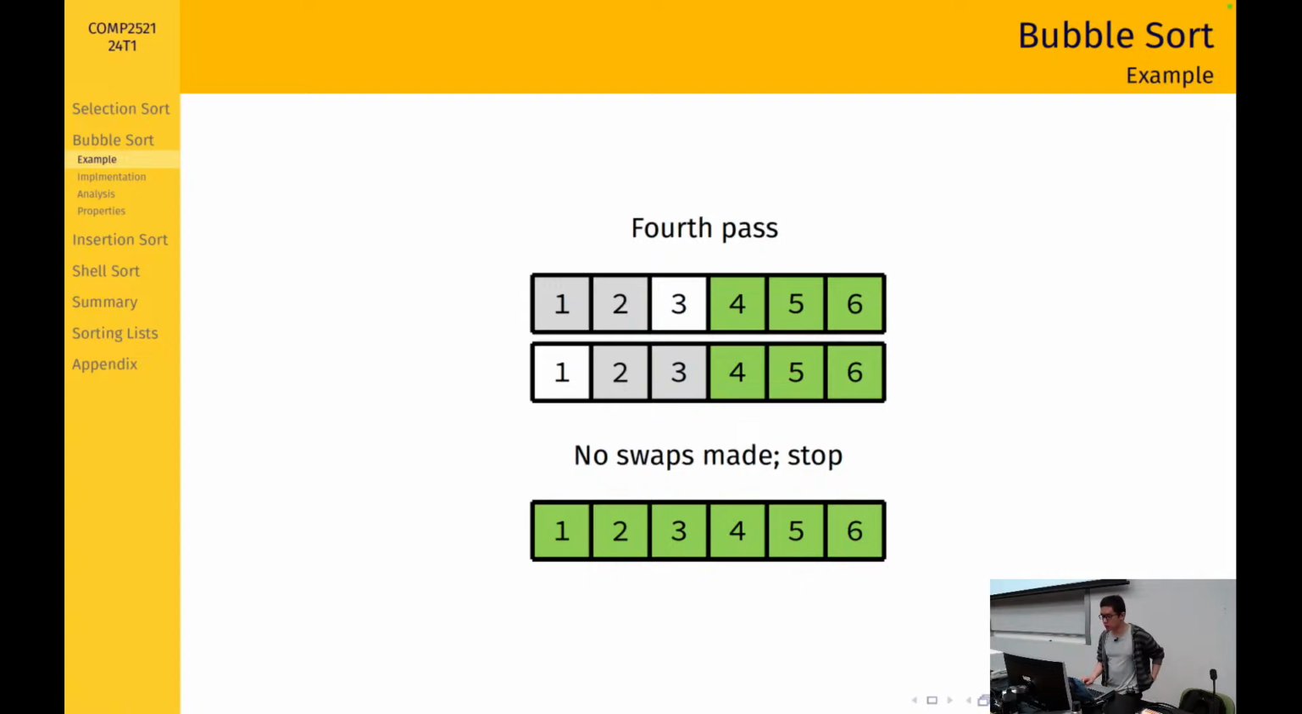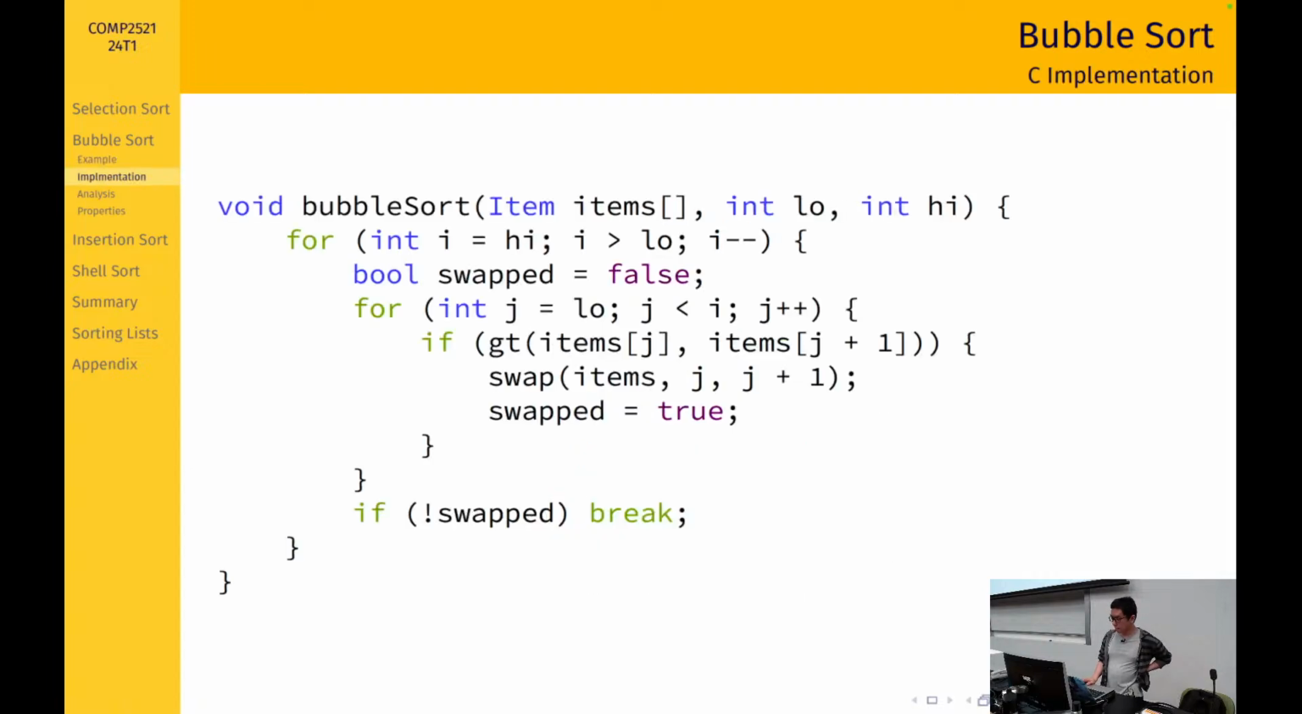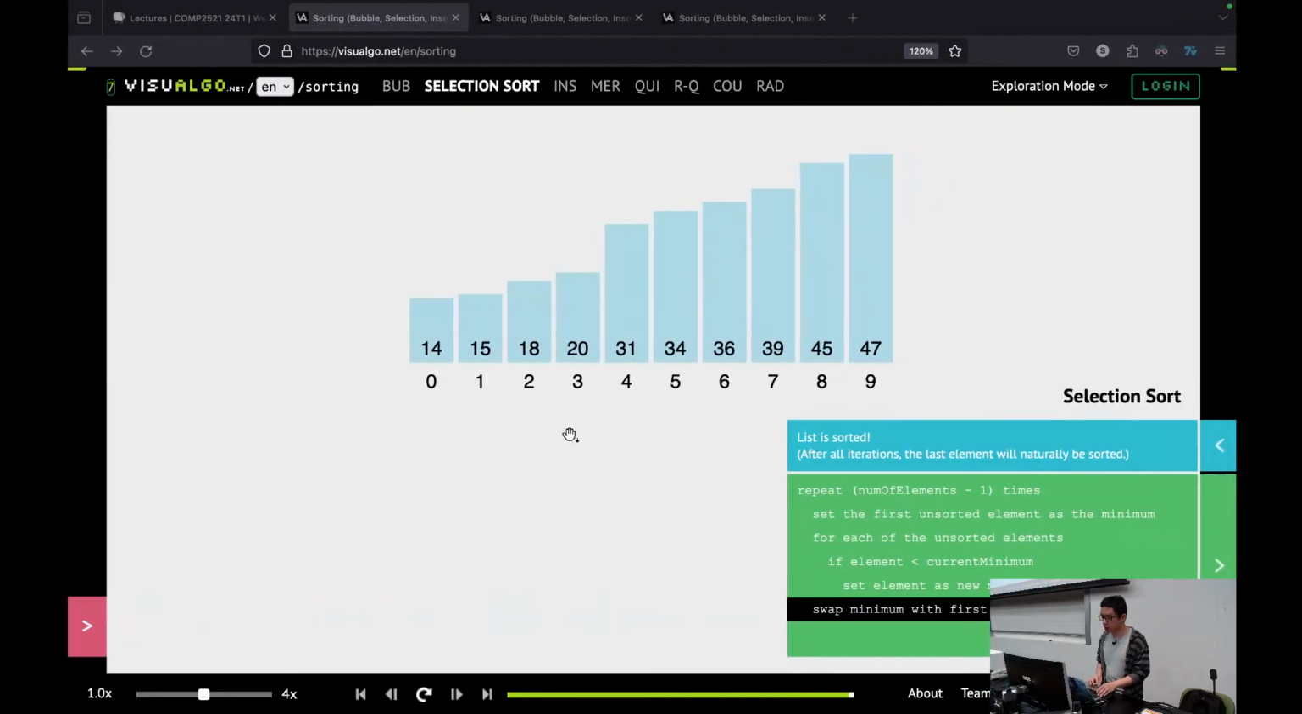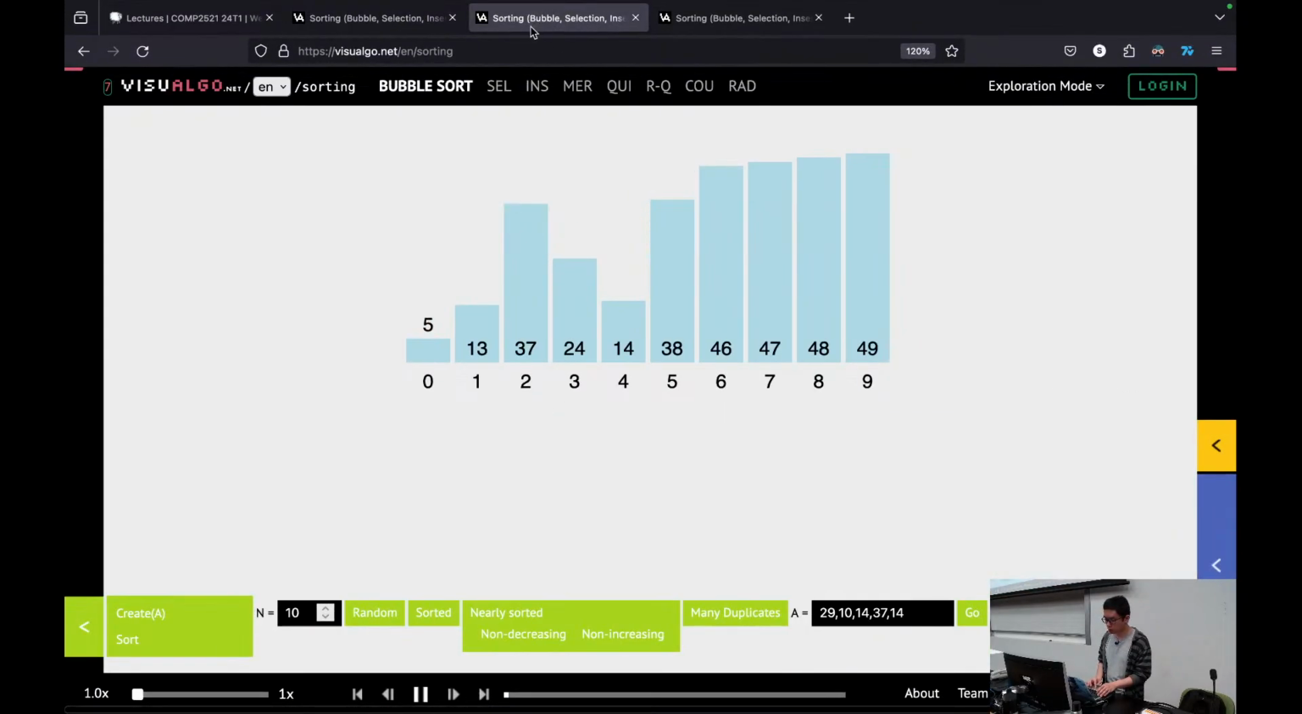So that's bubble sort. Now, here's the implementation of bubble sort. But before we look at that, let's look at a visualization of that. So you can see some animation. So here is a nearly sorted array. I'm just using this to demonstrate that if we don't need to make any swaps, then we're done. So let's sort this array.